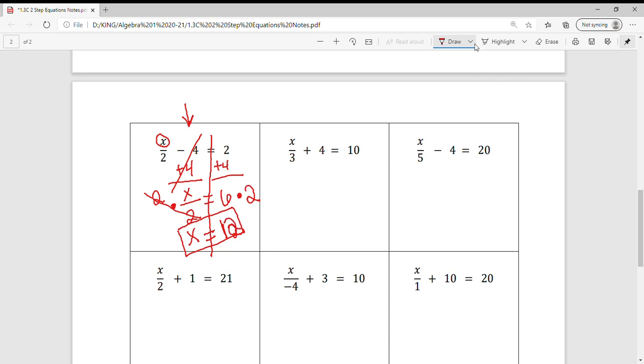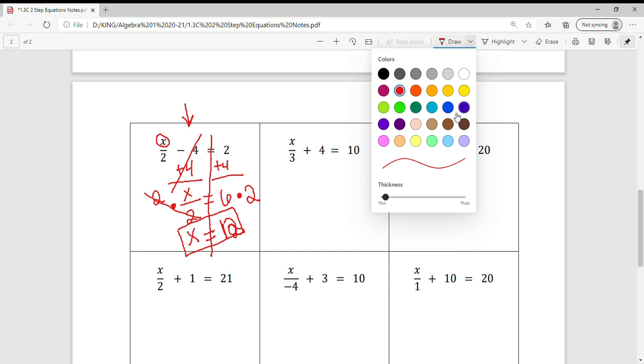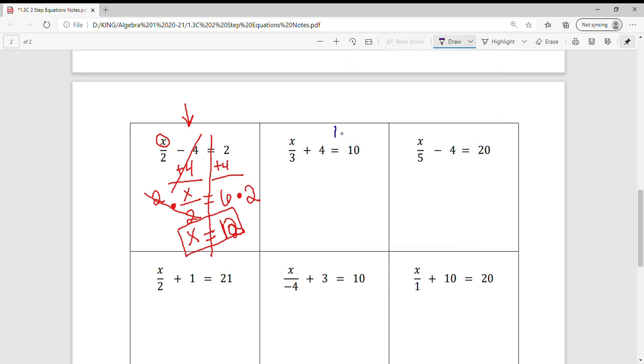Okay, so then this last one I'm going to do. Again, same steps. Draw my line, circle my variable. The opposite of plus 4, minus 4. On the other side, minus 4. 10 minus 4 gives me 6.